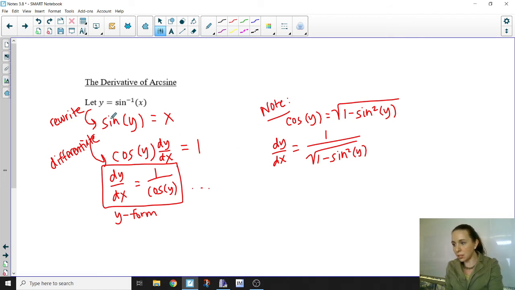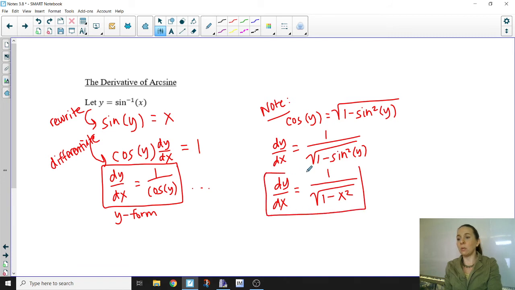However, look at this. Sine of y, we have it defined to be x, right? This equation is now going to come in handy. Where you see sine of y, you can change it to x, or where you see sine squared of y, you can change it to x squared. So one more rewrite of our derivative and we're done with the derivative of the inverse sine, I promise. It is this: 1 over root 1 minus x squared.